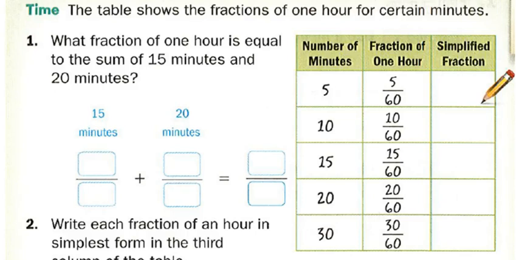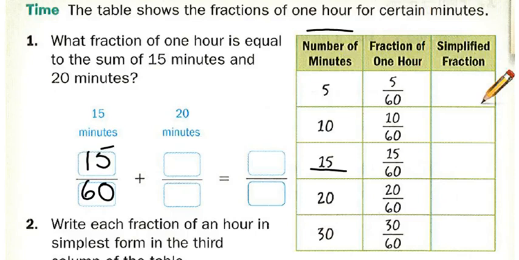So let's take a look at this example. The table shows the fractions of 1 hour for certain minutes. Number 1 asks us what fraction of 1 hour is equal to the sum of 15 minutes and 20 minutes. So when we break this down, we want to look at 15 minutes first. Let's look over here at the chart. The number of minutes is this first column right here. If we look down here, 15 minutes is 15 out of 60. That makes sense because we're looking at 15 minutes. That fraction of 1 hour is 15 minutes out of 60 minutes, which makes up 1 hour.